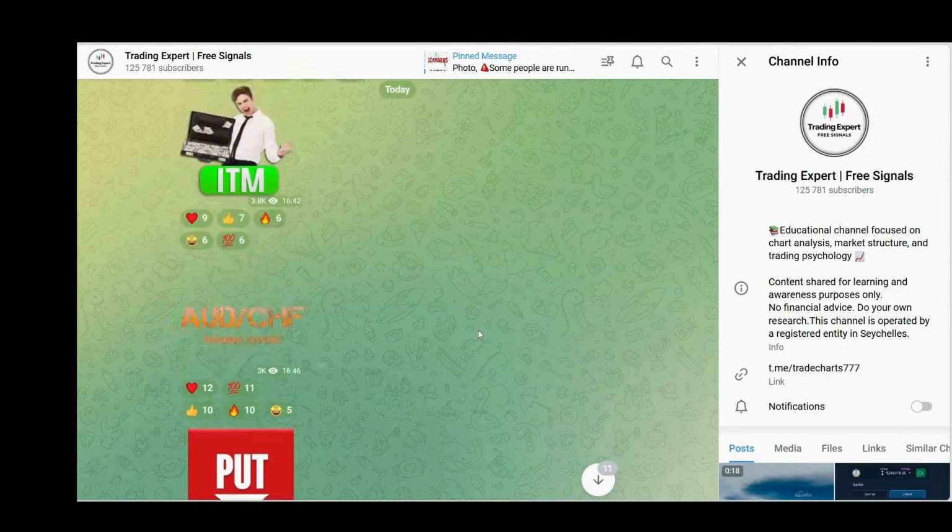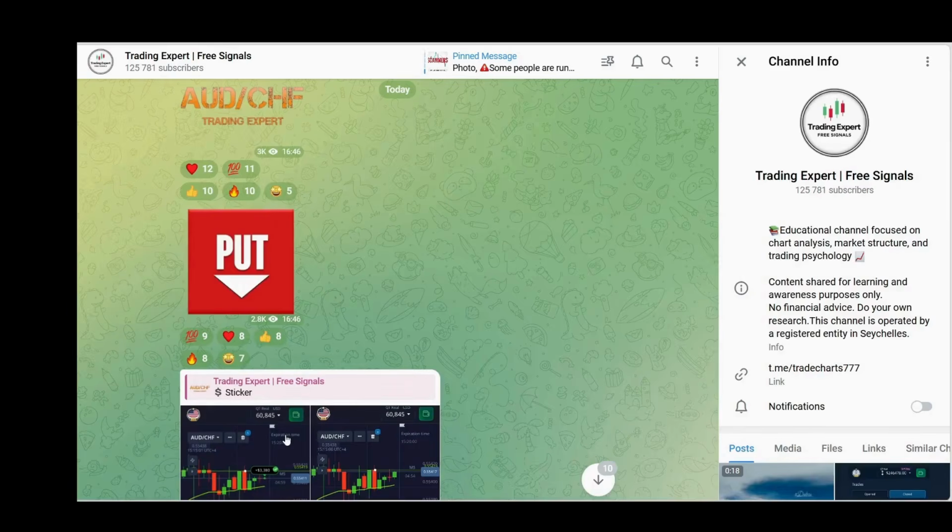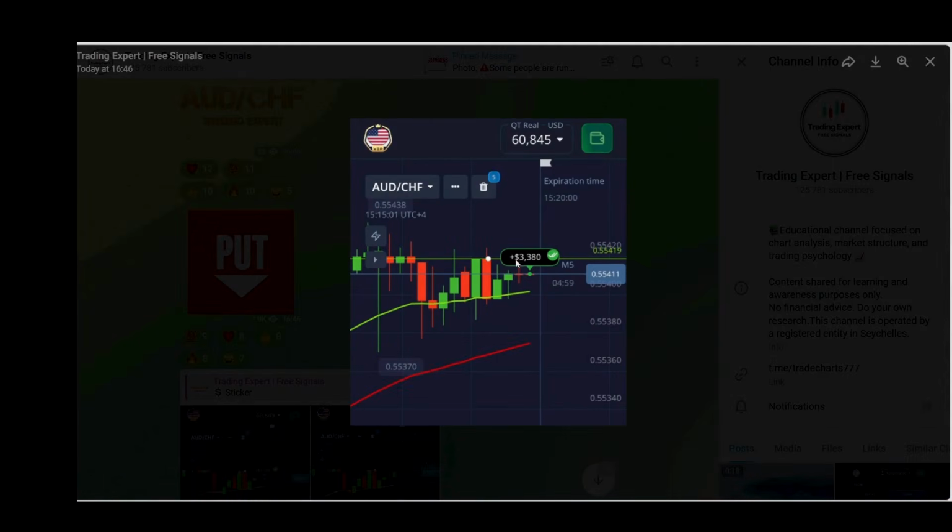Now, moving on to the next trade, which we provided on AUDCHF for a downside move in the VIP group. Here you can see the last candle left a wick on the downside and filled the previous candle's wick. That's why we provided a signal for the downside move. There was also a resistance level, and this trade was a clean win.